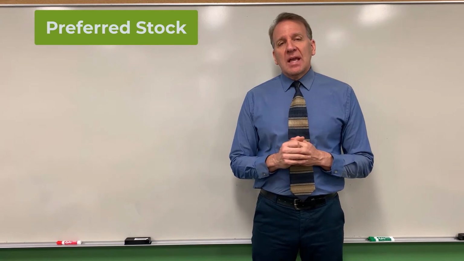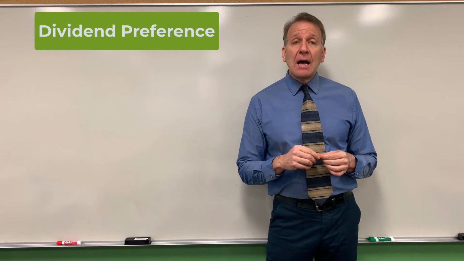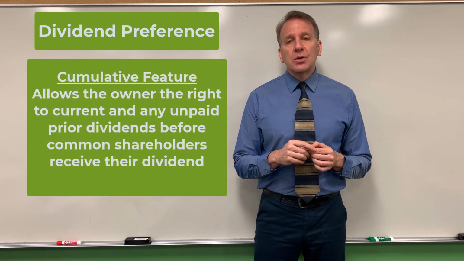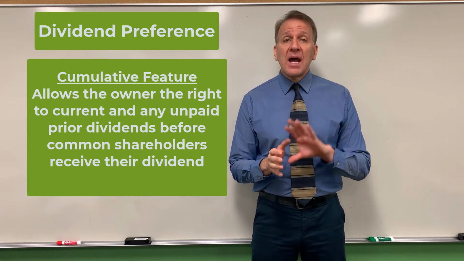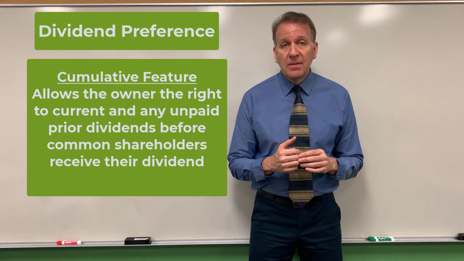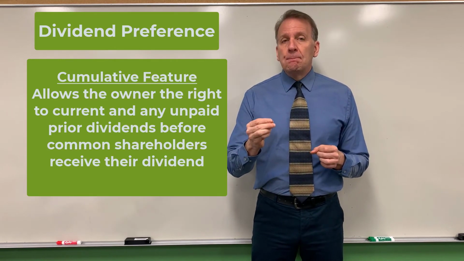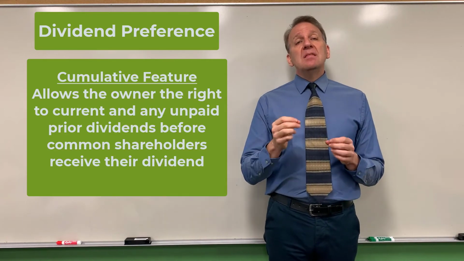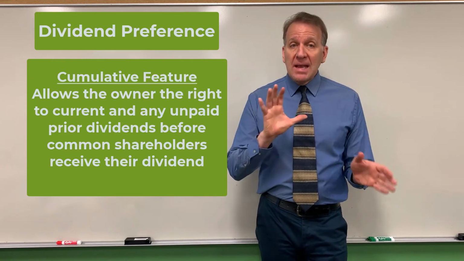Now, let's take a look at some of the dividend preferences that preferred shareholders might have. First of all, we have the cumulative feature. This is when the owners have the right to current dividends and prior unpaid dividends. Sometimes a corporation doesn't have to always pay dividends, all right? Preferred shareholders usually get their dividends every year, but they don't have to. If the corporation doesn't pay them their dividends in one year, then in the next year, they might owe it or they might not.